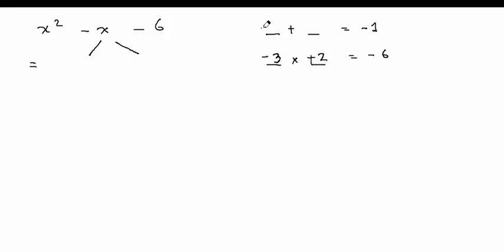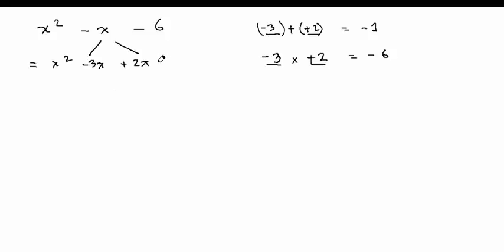And then if you do a negative 3 plus a positive 2, you end up getting negative 1. That's exactly what we were looking for. So the split is going to be negative 3x and a positive 2x. And then we have a x squared as the first term.